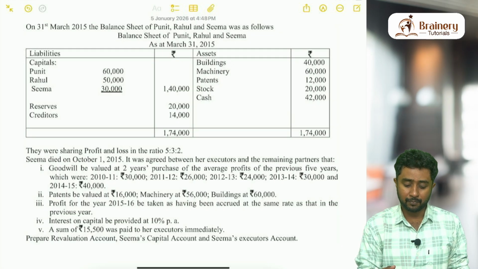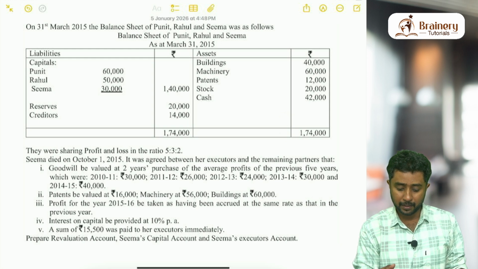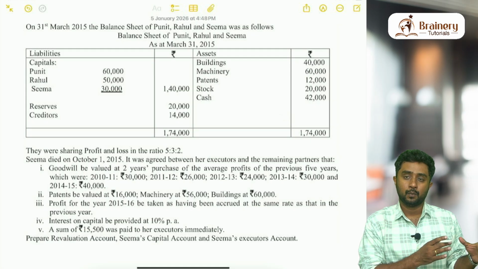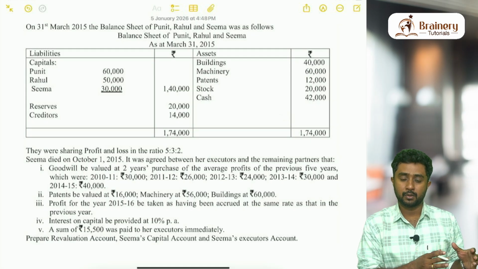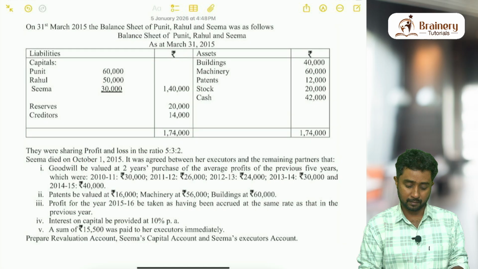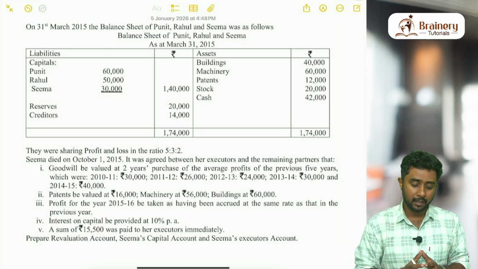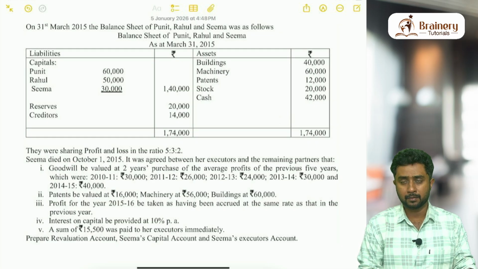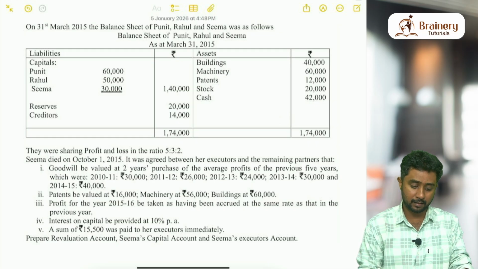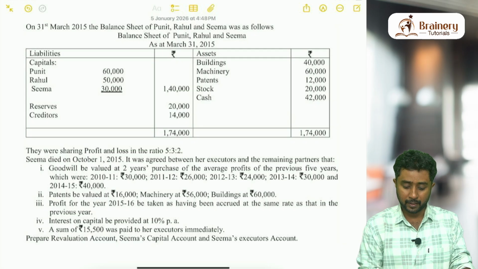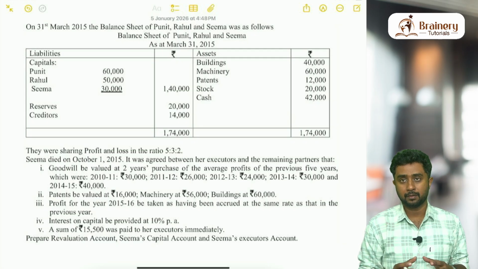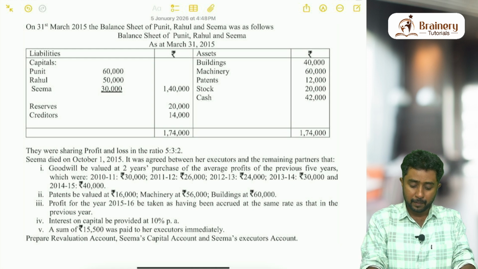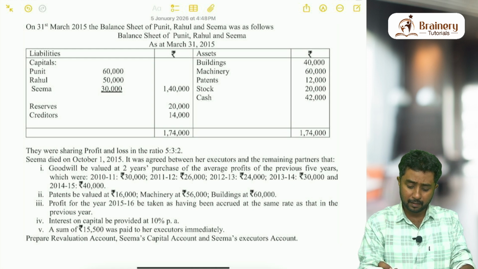Next adjustment, profit for the year 2015-16 be taken as having accrued at the same rate as that in the previous year. Meaning whatever profits we have earned in the previous year, we are assuming that the same profit we are going to get this year. That is the simple meaning of the statement. Next is interest on capital be provided at 10% per annum. So interest on capital also we have to provide at the rate of 10% yearly. Sum of rupees 15,500 was paid to her executors immediately. So they are talking about the payment to the executors that most of us are familiar with. Prepare revaluation account, Seema's capital account and Seema's executor account.